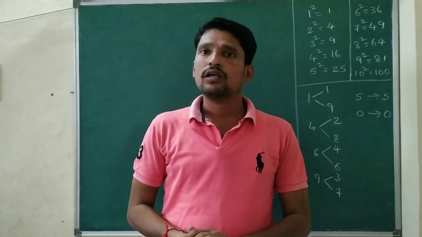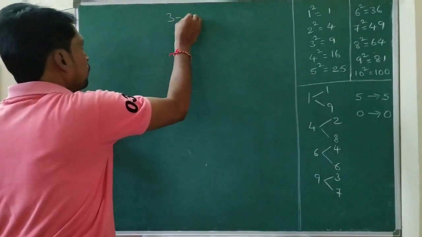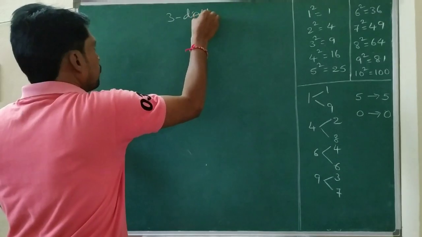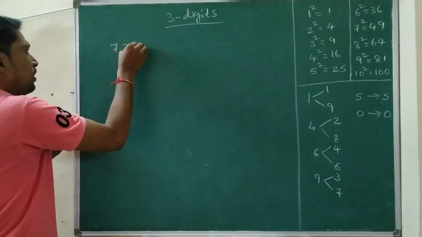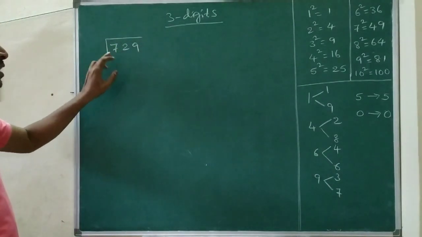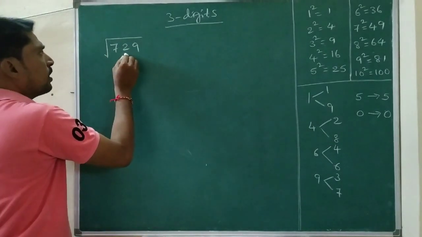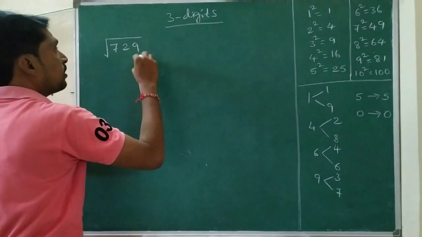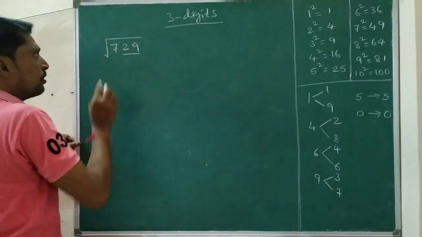Now we can find the square root of 3-digit numbers. First, we will discuss 3-digit numbers. The first number is 729. Under root 729, we need to find the root value of 729. Here you divide two digits from the right side, the last 2 digits. So 7 is the only one left, let it be.